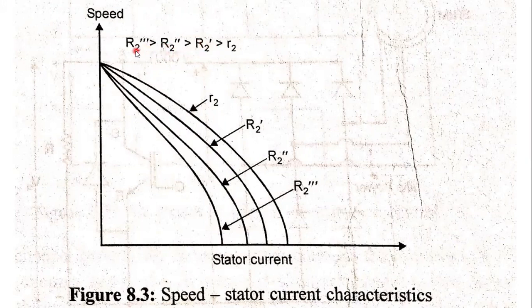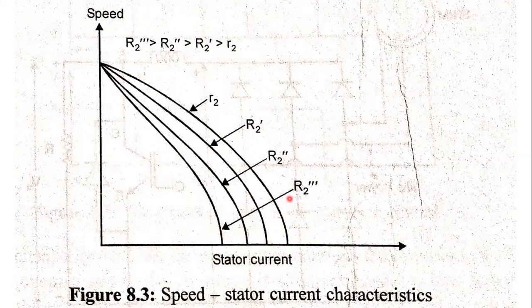If the rotor resistance is increasing in this way, the starting current of the induction motor is decreasing. You know the relation: rotor current I2 is equal to S into E divided by the square root of R2 square plus (S into X2) whole square. Am I right or not? So when the rotor resistance R2 is increasing, the starting current I2, the current flowing in the rotor circuit, is decreasing. Resistance and current are inversely proportional.